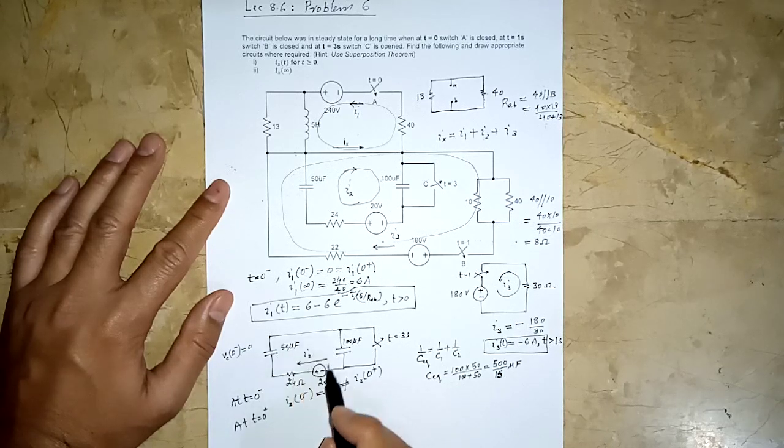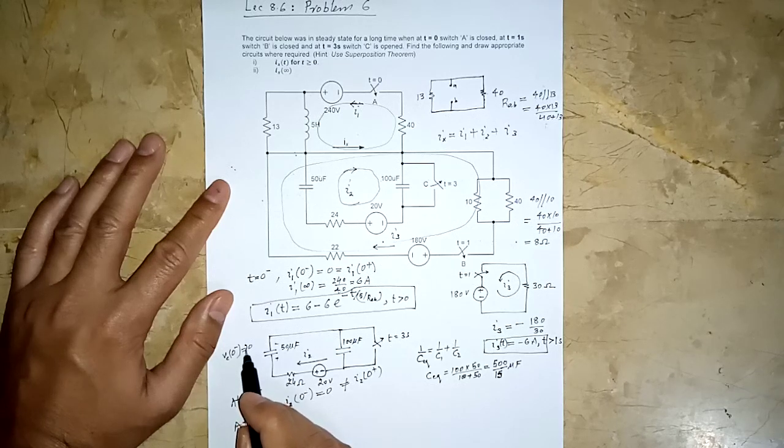Why? Because there is no switch here. So basically this would be opened up. This is shorted out, sorry. So this would be opened up and all this voltage will appear at its terminals in this fashion. So we will have this as 20 volt, VC(0 minus). So VC(0 plus) would be 20 volt as well. So what will be I2 at 0 plus?